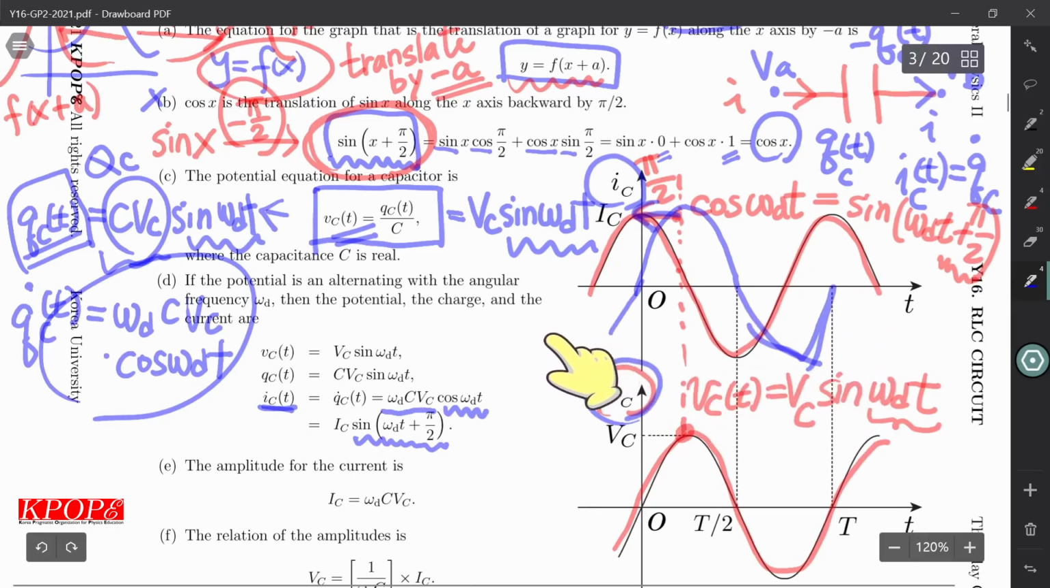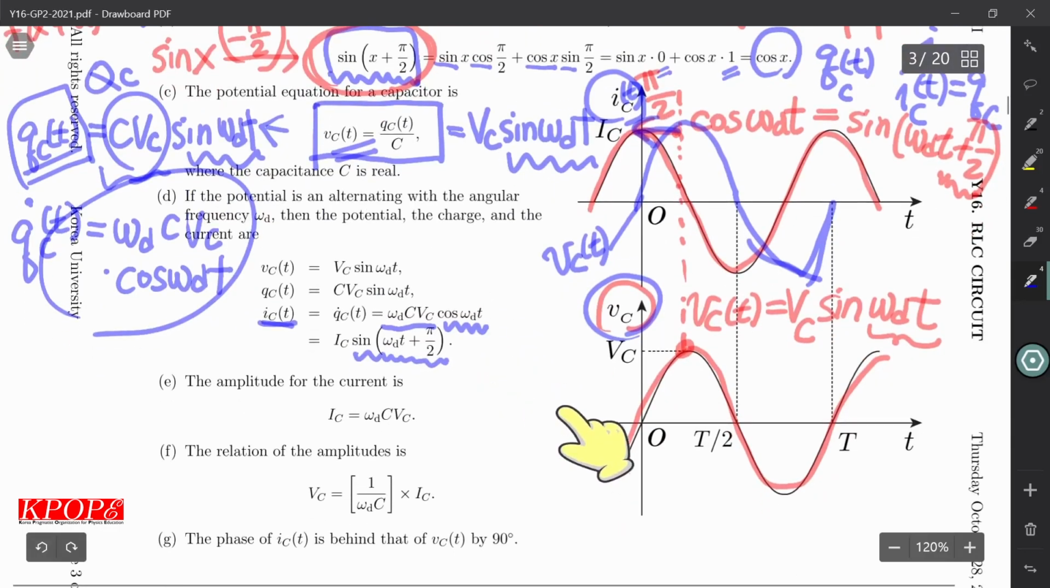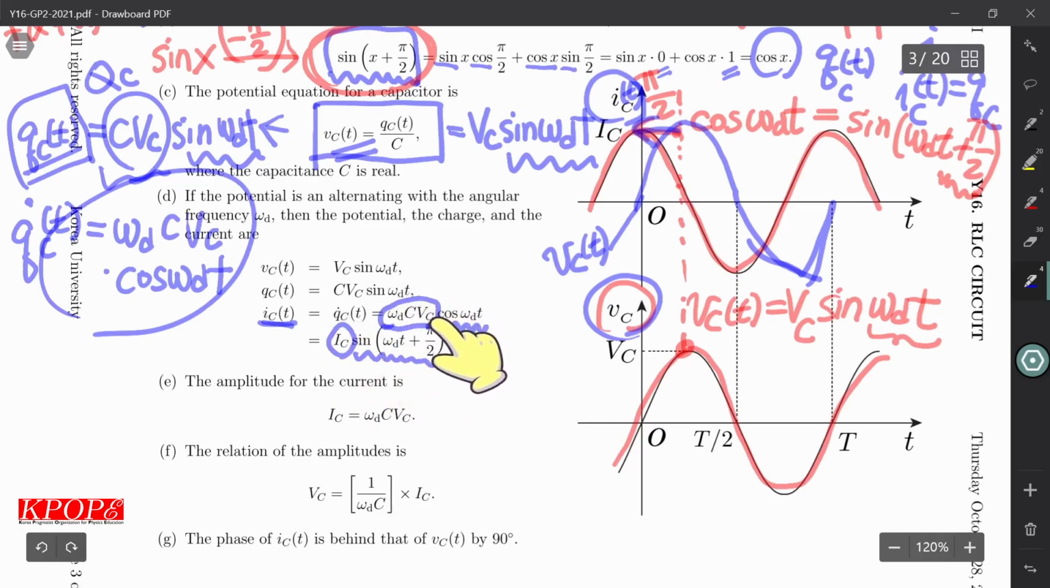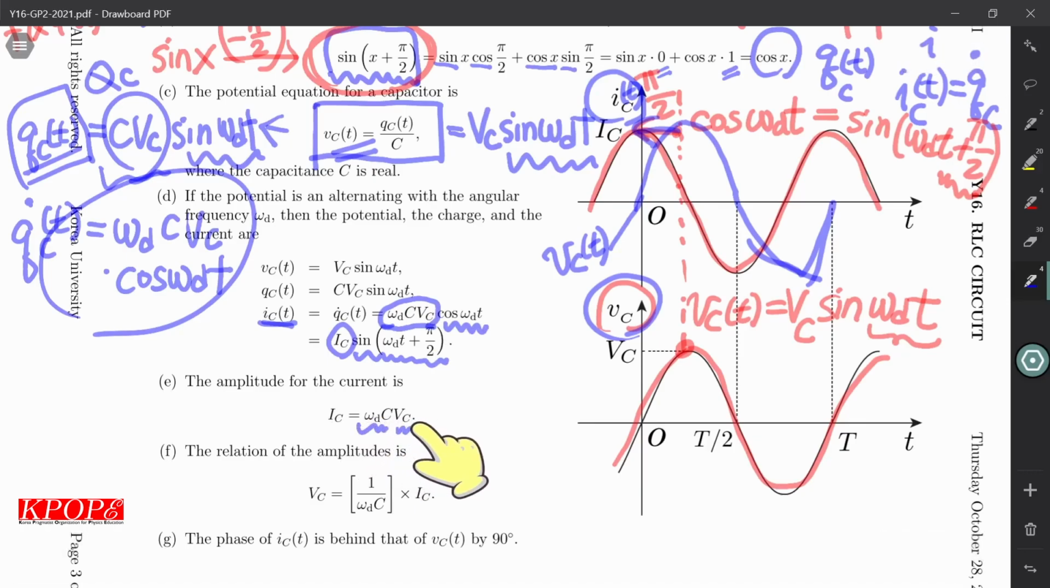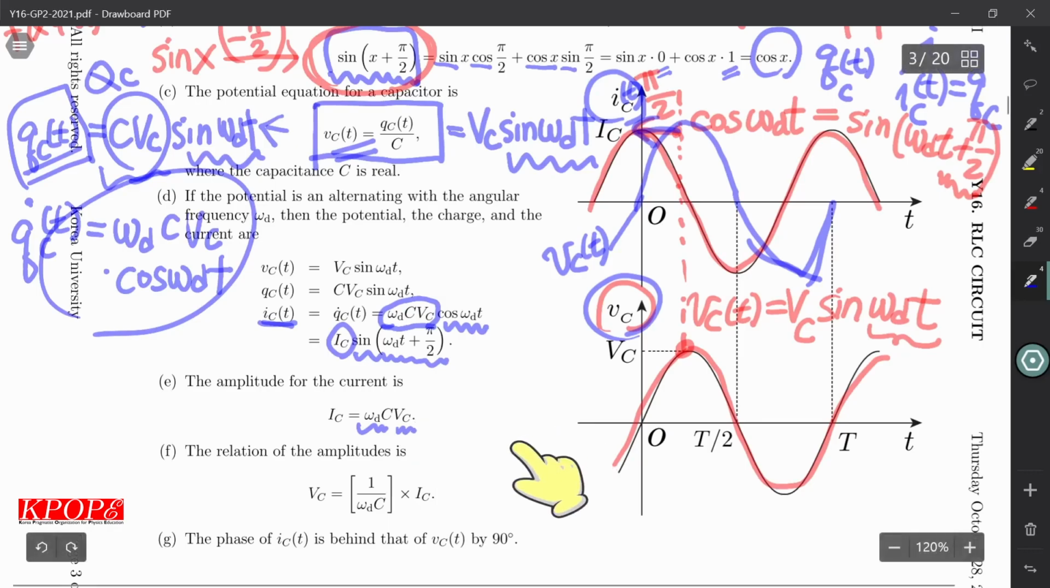This is potential. This is current. In addition, this IC is identical to this. This IC is omega C Vc. This amplitude relation, following the Ohm's law-like system, potential is the reciprocal of this, 1 over omega c multiplied by the amplitude of current.